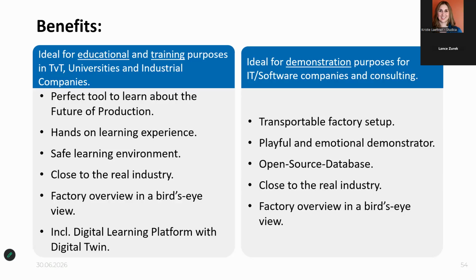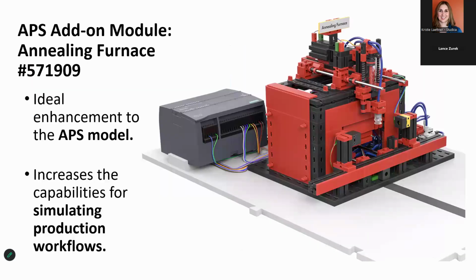Now, in a break with previous fischertechnik factory releases, the APS model has been designed to allow for possible expansion. Currently, there are 2 additional modules that are available for purchase separately, which can also be incorporated if one wishes to expand the functionality of the model. The first of these is the annealing furnace, which you see here.